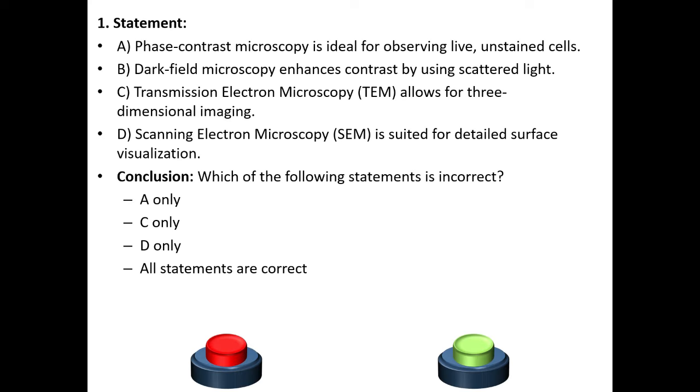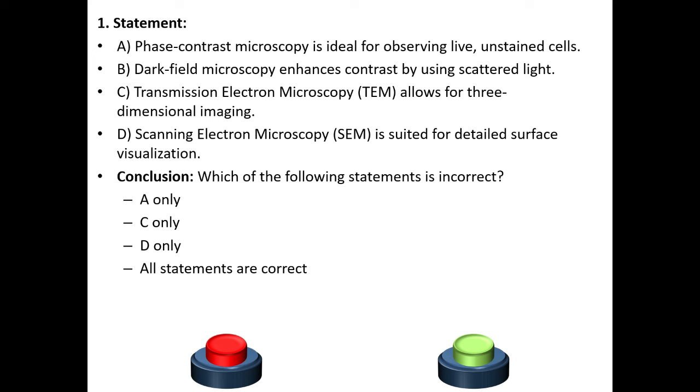First question. Statement A: Phase contrast microscopy is ideal for observing live unstained cells. B: Dark field microscopy enhances contrast by using scattered light. C: Transmission electron microscopy allows for three-dimensional imaging. D: Scanning electron microscopy is suited for detailed surface visualization. Conclusion: Which of the following statements is incorrect?